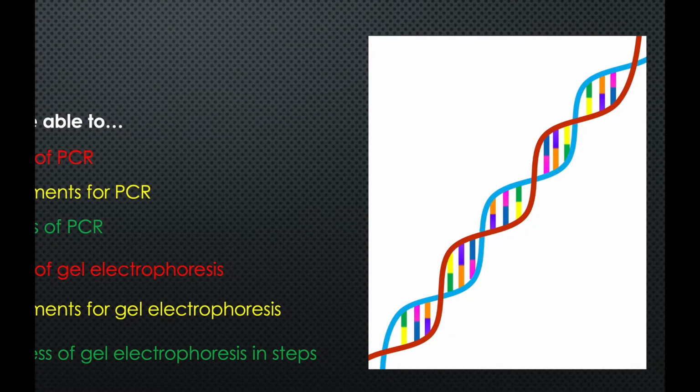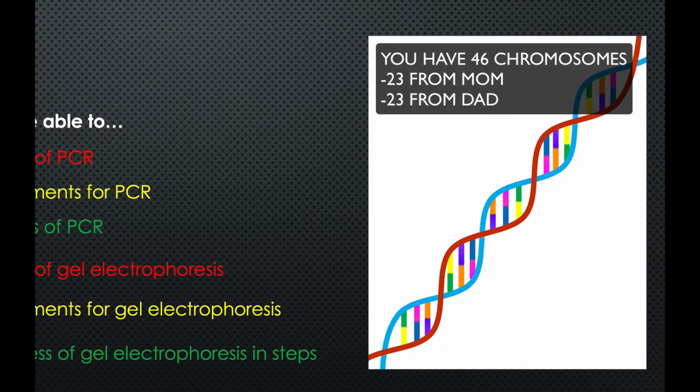Also, remember that we have 46 chromosomes, 2 pairs of 23, which we call being diploid. So ultimately, we have a lot of genetic material in order to look at as we try to identify different segments of DNA and how they differ from one person to another.